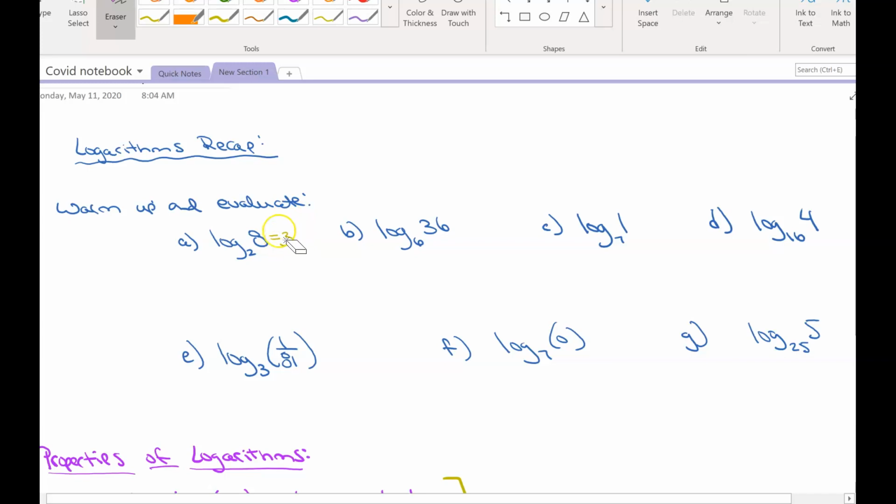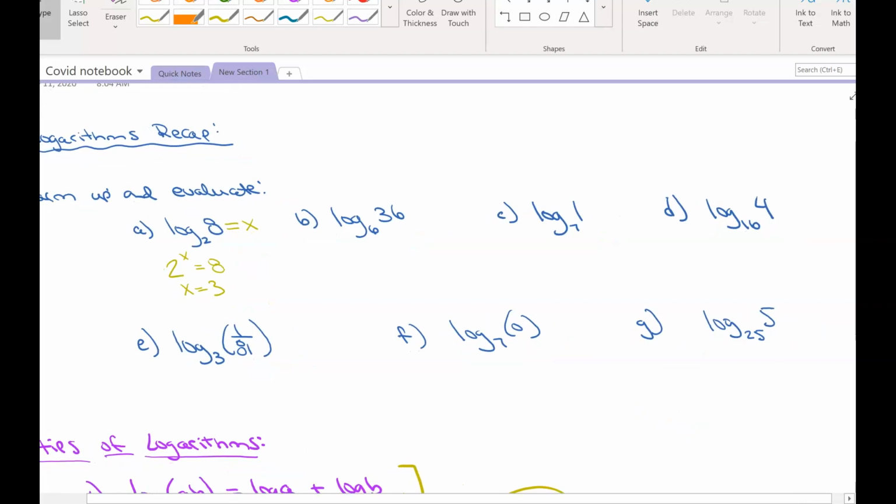Maybe you're someone who's like, oh, I'm still waking up and I forget all of this. And what I said before was, maybe you can say, all right, I'm going to call this equal to x, and then I'm going to rewrite this exponentially. Let's see, 2 to the x equals 8. That means x equals 3. Okay. And then I get down here for some interesting things.